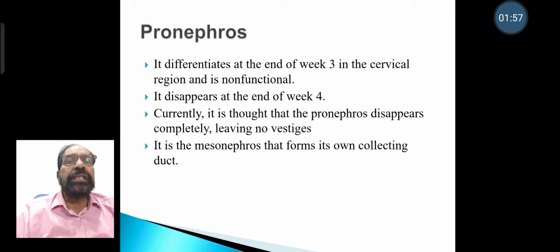Pronephros. It differentiates at the end of week 3 in the cervical region and is non-functional. It disappears at the end of week 4. Currently, it is thought that the pronephros disappears completely, leaving no vestiges. It is the mesonephros that forms its own collecting duct.